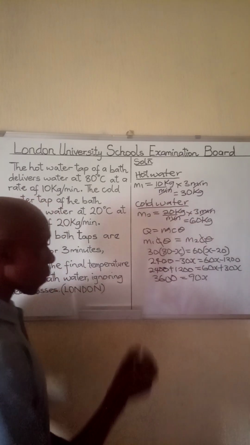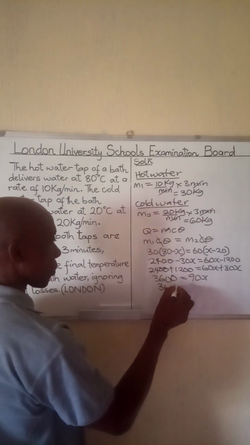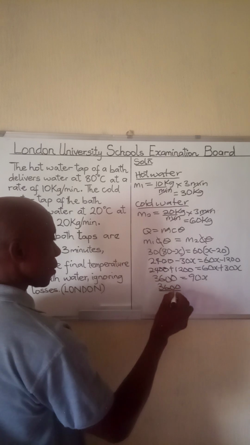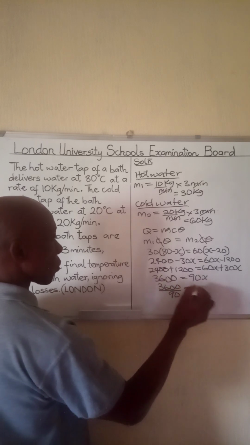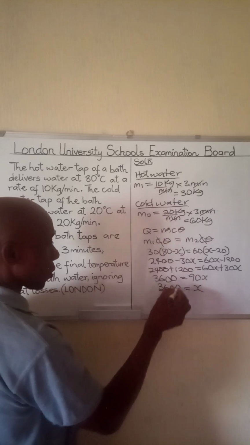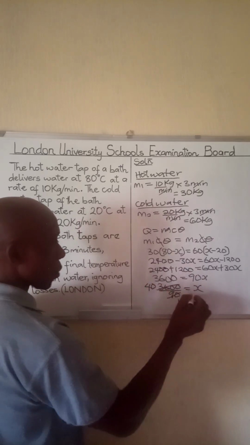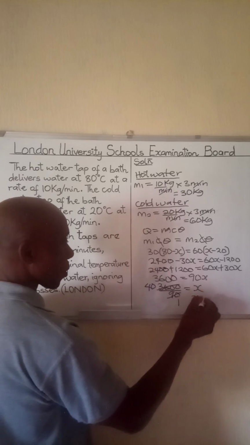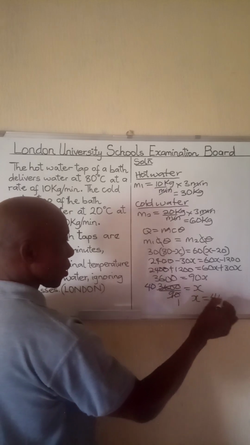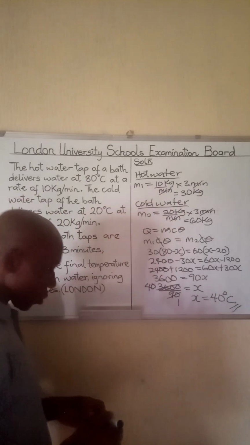So we divide both sides by that 90. When we do so, we'll have that 3600 divided by 90 equals x. 90 is a factor of 3600, so 90 would divide itself, it goes here 40. Okay, so what that means is that x equals 40 degrees Celsius. That's the final temperature of the mixture.